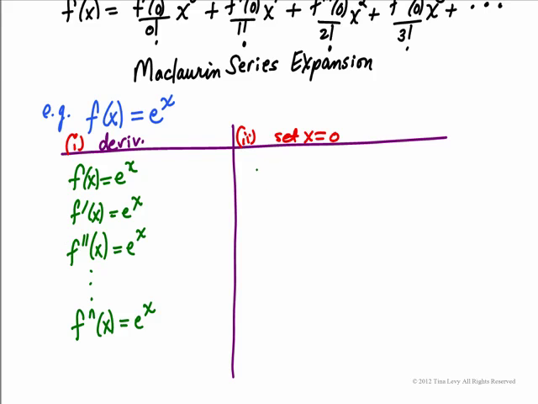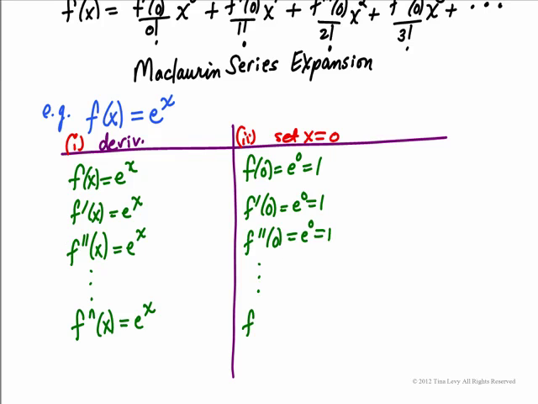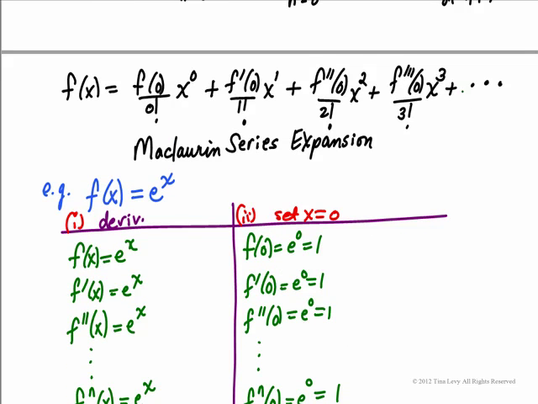So we get f of 0, which is e to the 0, is 1. The derivative at 0 is e to the 0, is 1. The second derivative at 0, e to the 0, is 1. And in fact, the nth derivative at 0 is also 1. We're now going to be able to take this second column and substitute into the formula for the expansion.